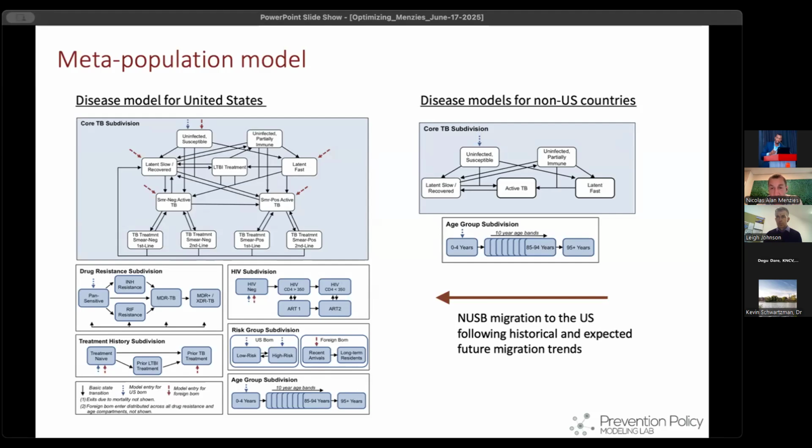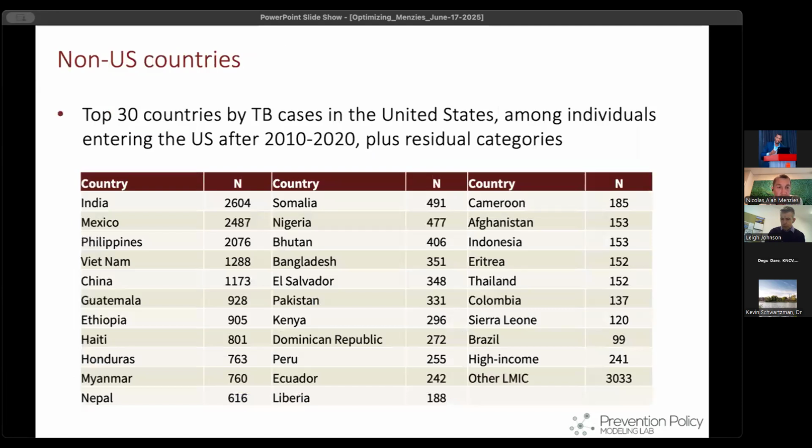That is to say, we wanted to have a mechanistic relationship between the success of TB control in each of these sender countries and how that would affect TB burden amongst migrants entering the United States, knowing that we should expect there to be some delays and some non-linear relationships in that process. So these are the 30 countries which we modeled explicitly.